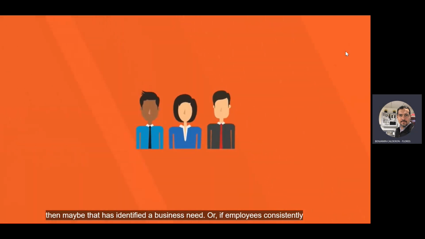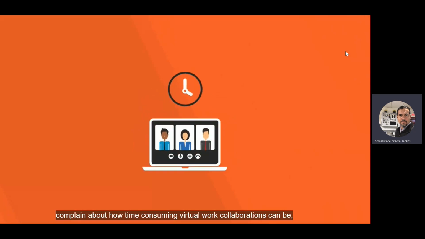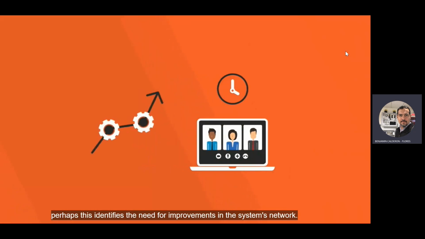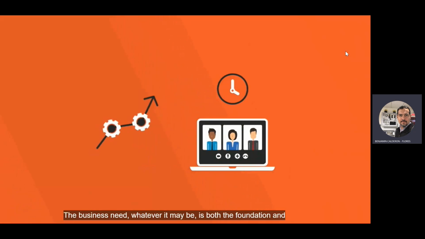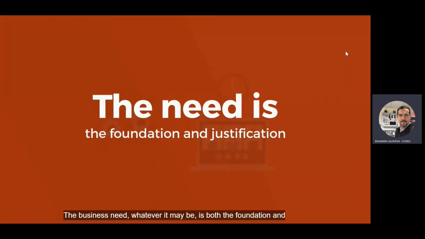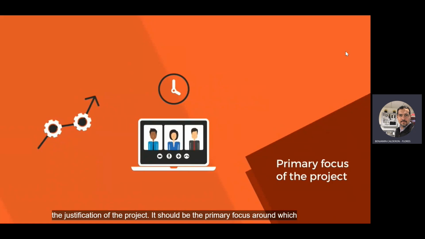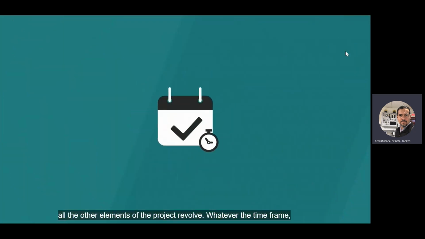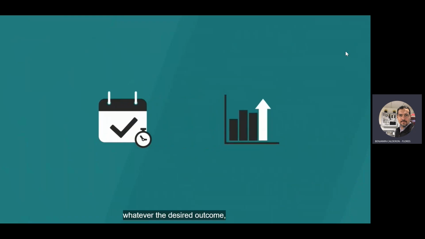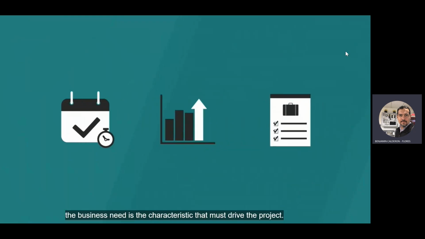Or if employees consistently complain about how time consuming virtual work collaborations can be, perhaps this identifies the need for improvements in the system's network. The business need, whatever it may be, is both the foundation and the justification of the project. It should be the primary focus around which all the other elements of the project revolve. Whatever the time frame, whatever the desired outcome, the business need is the characteristic that must drive the project.